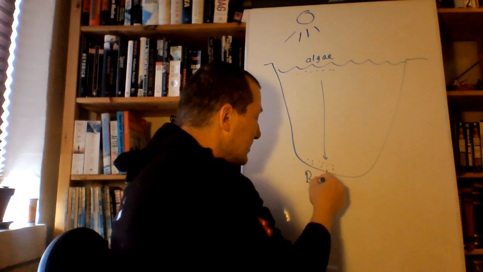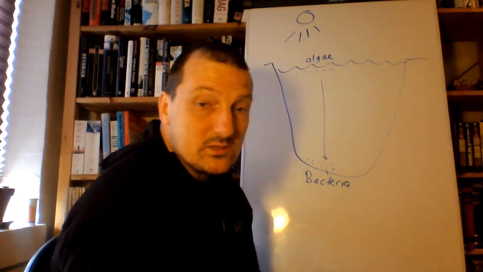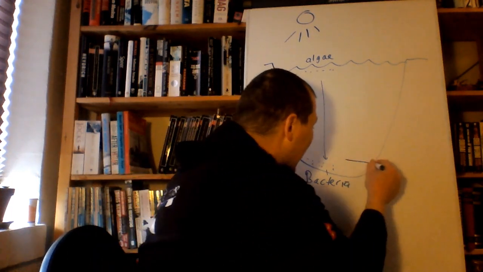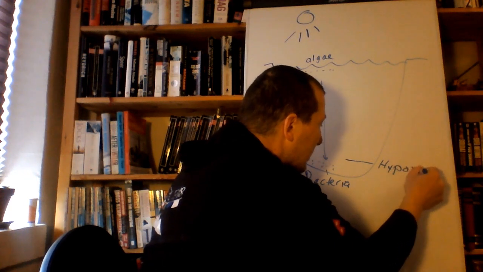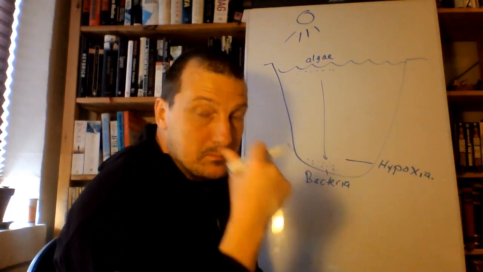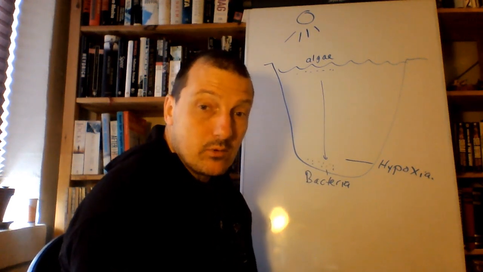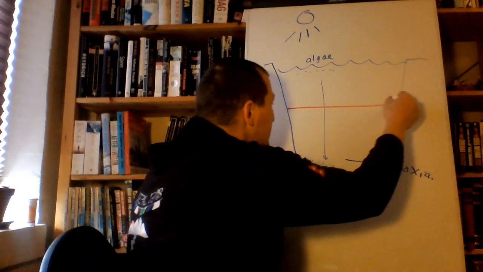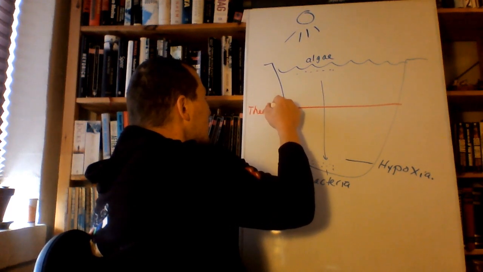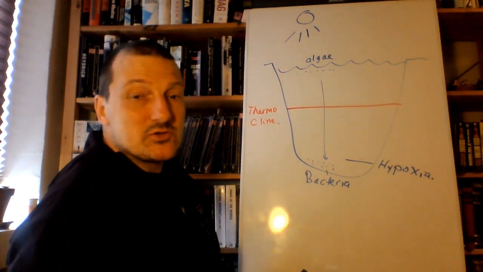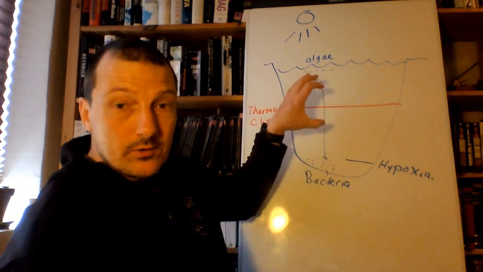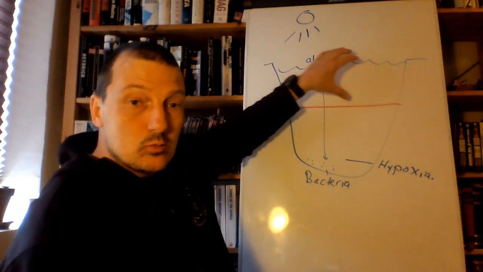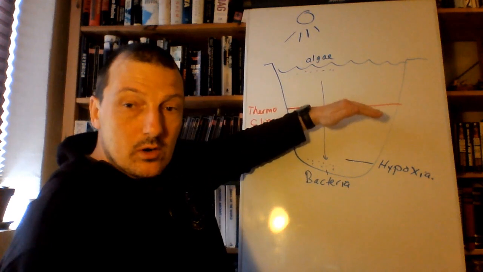and bacteria will start to break them down. By doing so, they remove oxygen, so we will have hypoxia here, which means low oxygen. Now, during the summer, we also see another thing, both in the marine and in the aquatic environment. We see what we call a thermocline. And the thermocline comes from the fact that hot water has a lower density than cold water. So the warm water here will stay on top and the cold water will lay at the bottom.